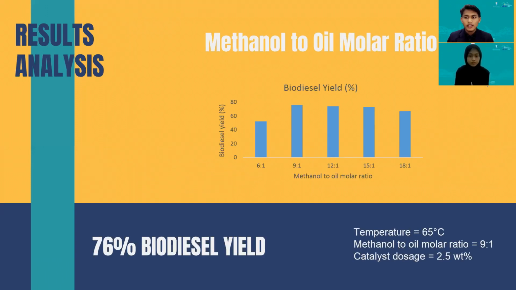And for the result and analysis of the transesterification reaction, the first parameter we observed is the effect of methanol to oil molar ratio. We can conclude that a 9:1 ratio will get the highest biodiesel yield compared to the other ratios.